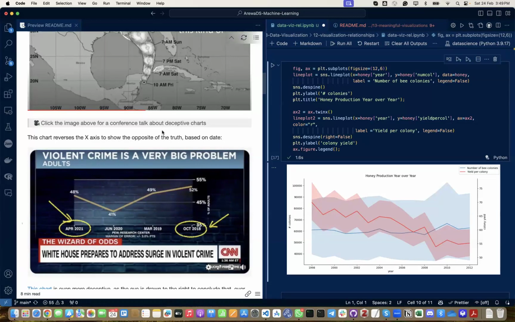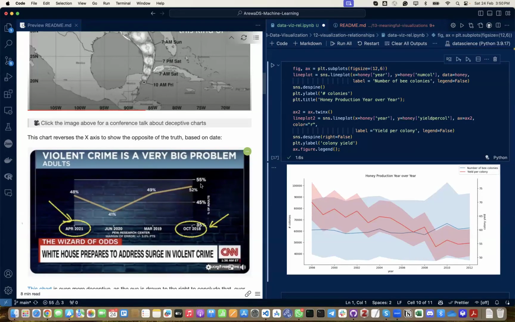It was said that the White House prepares to address violent crimes. If you see the violence here, it decreases and then it went up sharply. But the problem with this graph is the years were interchanged. It started with 2021, 2020, 2019, then 2018, when ideally you are supposed to start from 2018, then 19, then 20, then 21. And if you flip this graph, you'll see that actually the crime is going down, not going up.